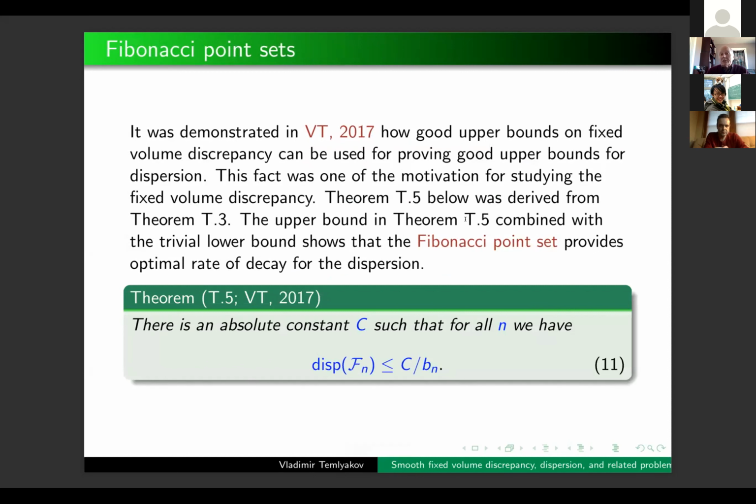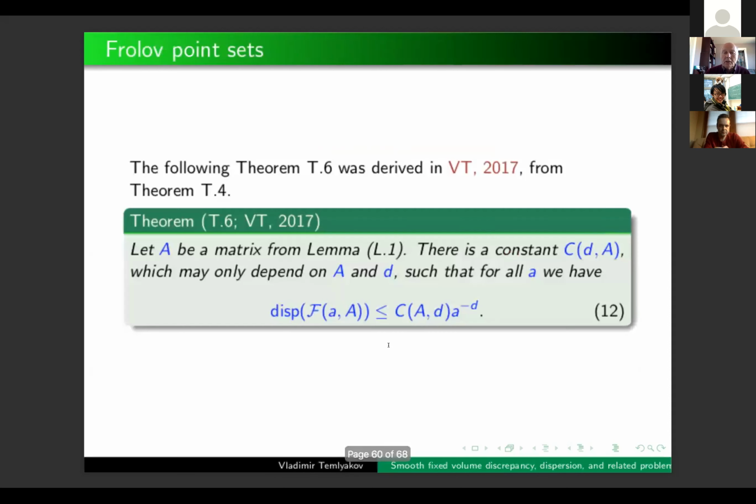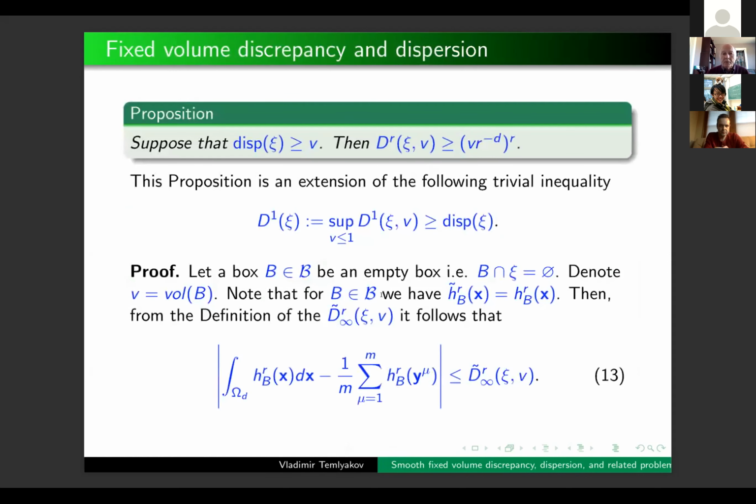And it's just a corollary of that. From the results for fixed volume discrepancy, we got the results for dispersion. So this is one result, and we got similar results for Fibonacci numbers. But let me formulate, and maybe give a little bit of an idea of how to get this. Let me formulate one result about the connection between fixed volume discrepancy and dispersion.